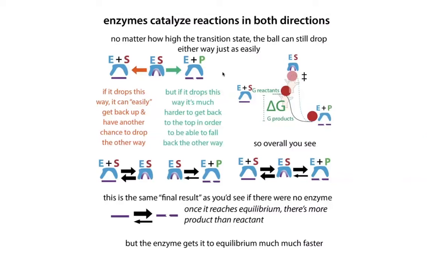And remember that enzymes are going to catalyze the reaction in both directions. So no matter how high the transition state, the ball can still drop either way just as easily. You can slide down either side of the rainbow just as easily. But when you reach that pot of gold, it's harder for you to climb all the way up the rainbow. There's a higher cost to get back up. Your activation energy would be even bigger to go from the products to the tipping point than it would be from the reactants, or from the substrate, to the tipping point.